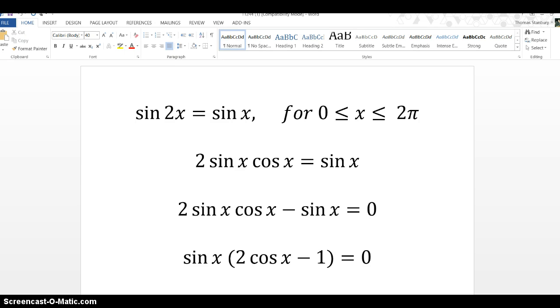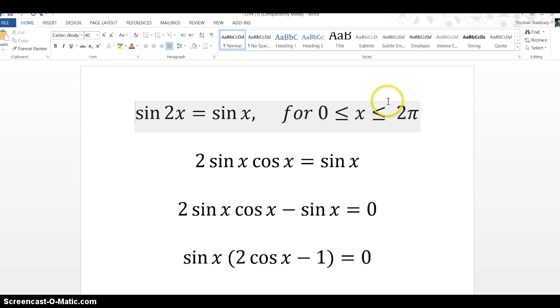Okay, welcome to our video again. We're going to be looking at solving trig equations based on some of the identities that we've been using, the Pythagorean identities and double angle identities, etc. Let's take a look at this equation here where sine of 2x, here's a double angle, equals sine of x.